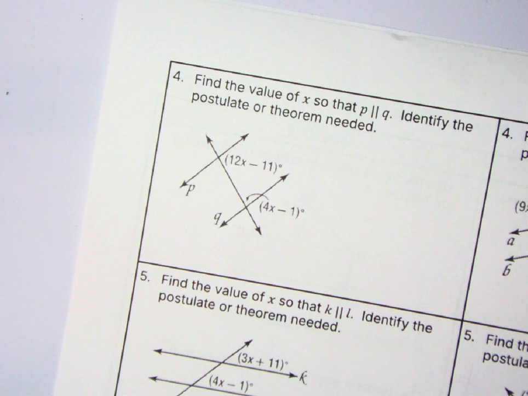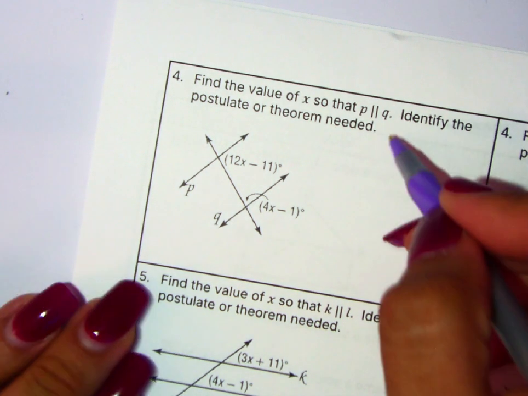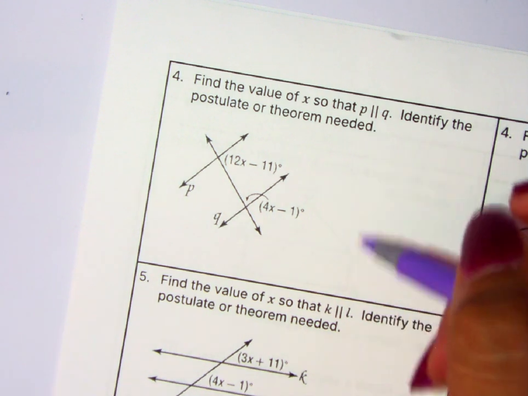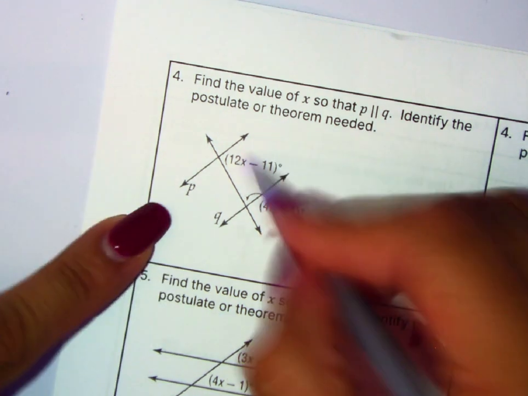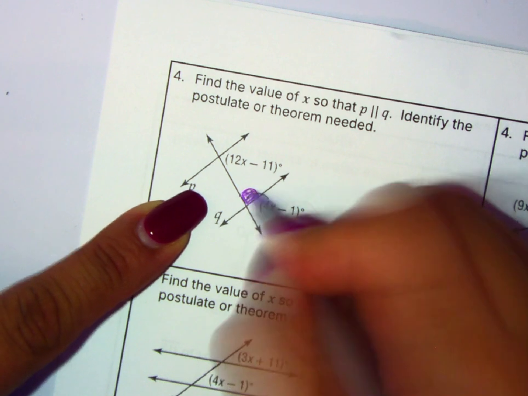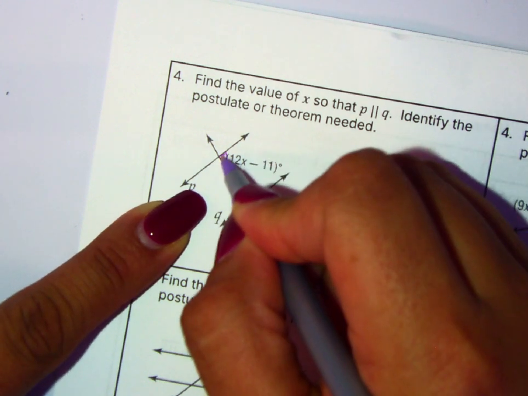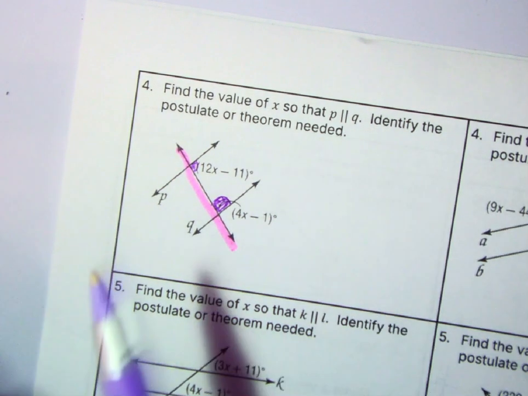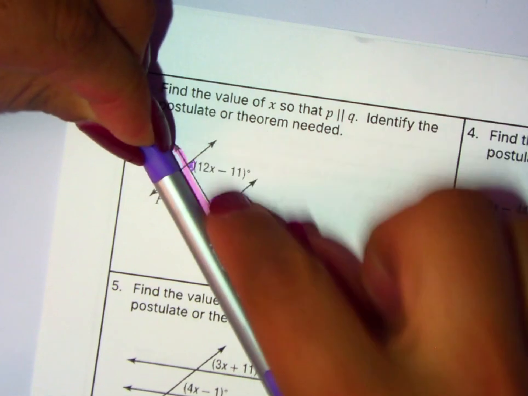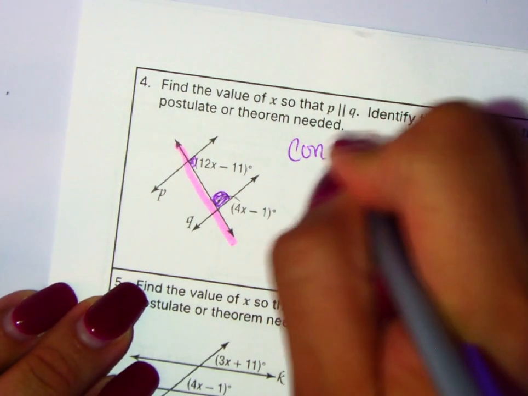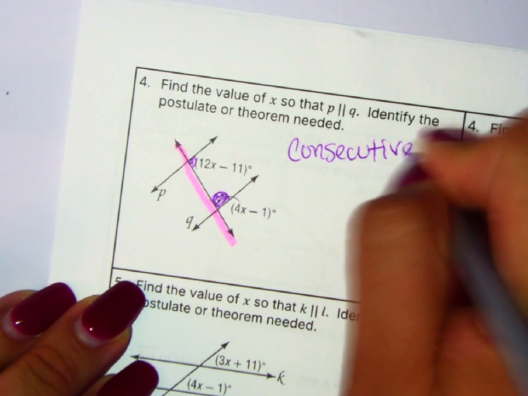Let's look at the back. We have find the value of x so that p and q are parallel. So applying the vocabulary we just reviewed earlier will help you find these. It is pointing to this angle, so let's shade that in, and then this angle. So if you look at the transversal, we are looking at consecutive, because they're on the same side, interior.